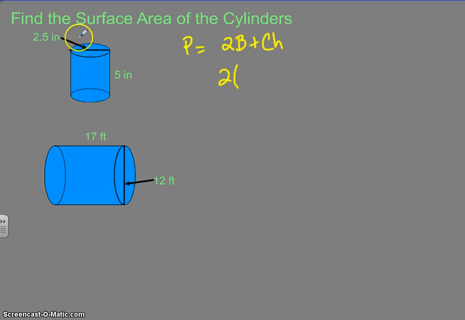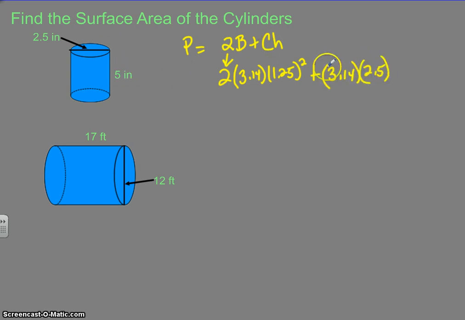Okay, so it's pi r squared. We're given the diameter. Okay, so we've got to take half the diameter to get r. Okay, so it's 2 times pi r squared. Well, half of 2.5 is 1.25, and we have to square that. Okay, so this is 2. Here's the 2 right here. Area of the base is pi r squared, which is right here. Okay, plus, now the circumference is found by multiplying pi times the diameter. Well, we got the diameter is 2.5, right?